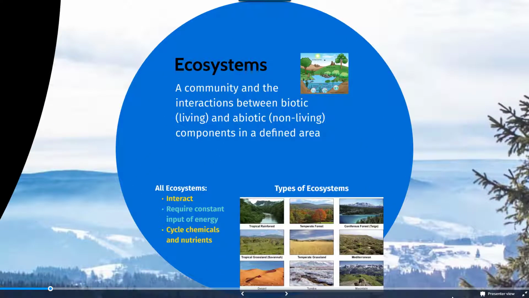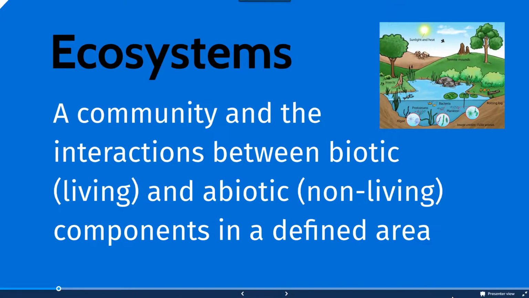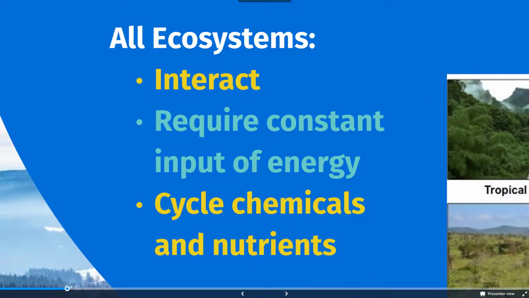Ecosystems, if we define those, are described as a community and the interactions between biotic and abiotic, or non-living, components in a defined area. In order to function as an ecosystem, there must be some form of interaction between the biotic and abiotic elements. All ecosystems are going to require a constant input of energy, and there's going to be some form of chemical and nutrient cycling that occurs within these regions. And we'll explore that a little bit more shortly.